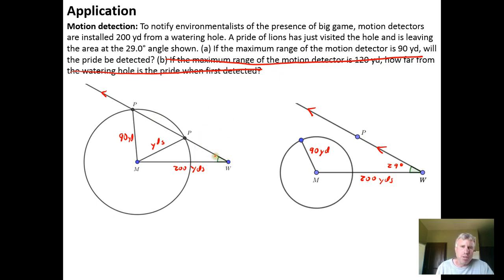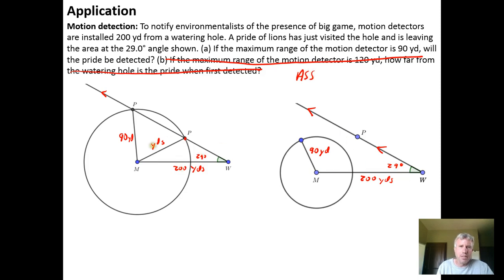The pride would be moving at their 29-degree angle away from the watering hole, and we would first detect them when they got into detector range, within the 90 yards of the detector, and then they would stay in range for some length of time before they exited range at the 90-yard mark again. And so what we want to notice, when we're either going to detect them or we're not going to detect them, regardless, we're in an angle side situation. This is an angle side situation.